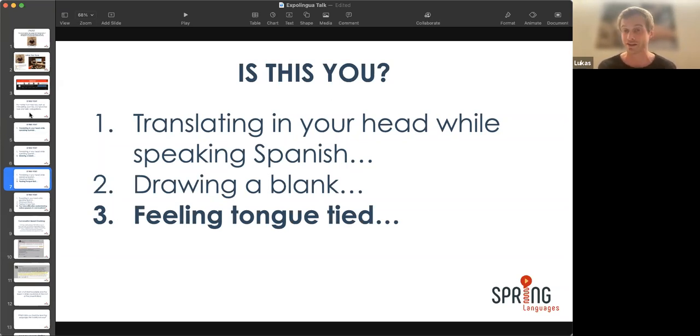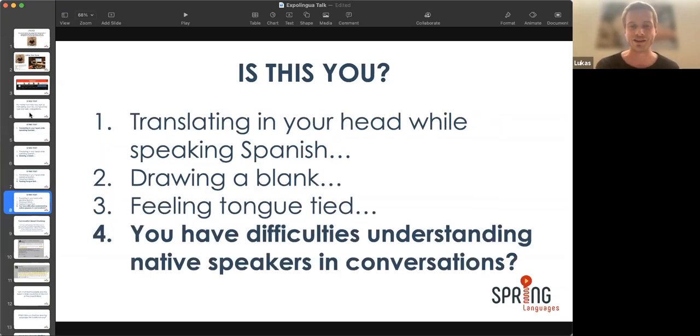And then once you actually manage to string together a sentence in Spanish, the other person replies and you have difficulties understanding native speakers and what they say back to you. Right? Does that sound familiar? Maybe let me know in the chat. It probably is for many of you. Hola. Oh, I see there's a lot of people here. Good to see there are so many people.